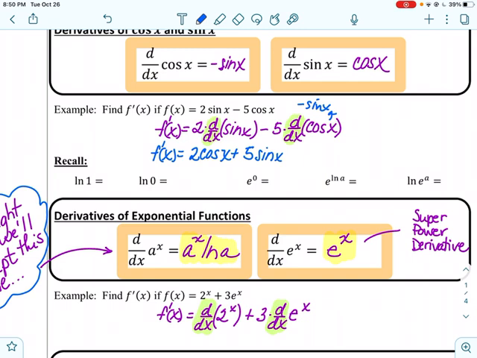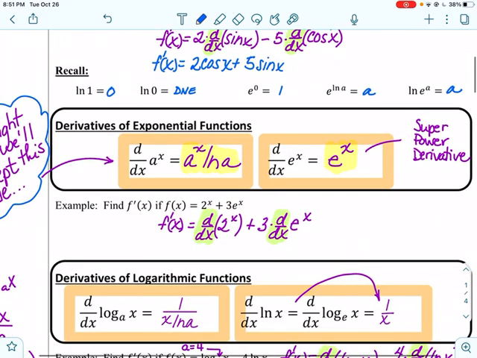And then in the next section, we're going to talk about the natural log and exponential functions. So we have ln of 1, recall, is 0. ln of 0 does not exist. Actually, it's negative infinity, but we'll talk about that then. e to the 0 is 1. e to the ln of a is a. And ln of e to the a is a. And it's because e and ln are inverse operations.